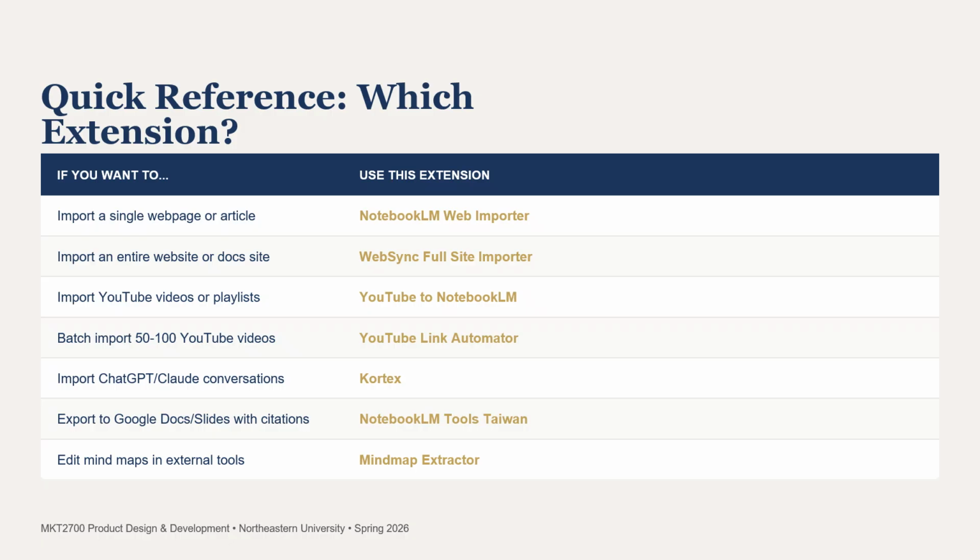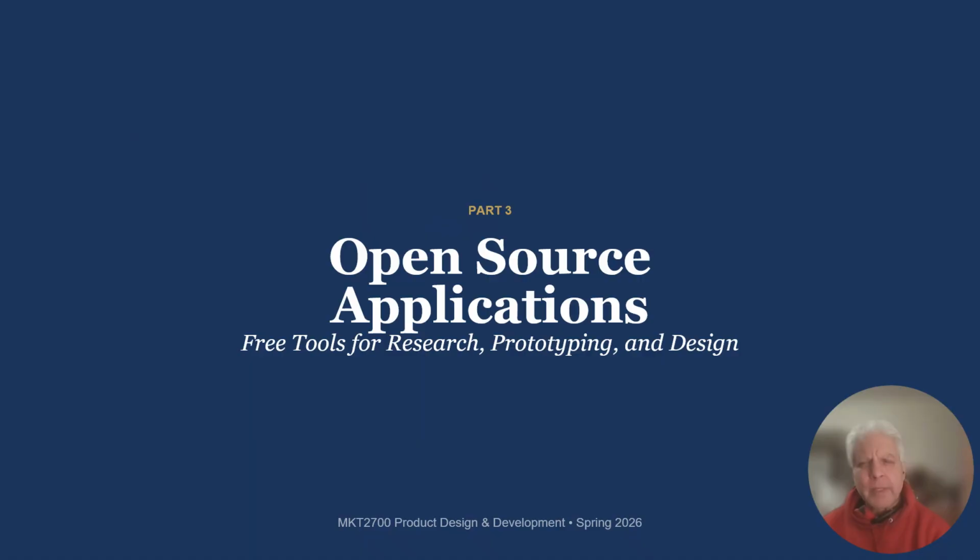Import ChatGPT, Gemini, or Claude conversations, Cortex. Export to Google Documents with citations, NotebookLM Tools. Edit mind maps externally, mind map extractor. Save this page, take a screenshot of it, and keep it handy as you work in NotebookLM. It'll be worth it.